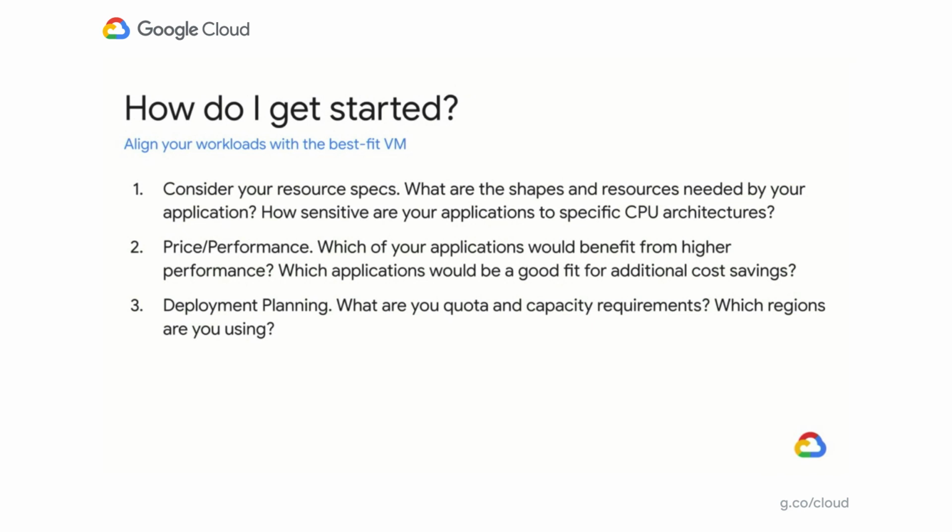Once you've had a chance to look at your resource specs and look at your pricing and performance priorities, now it's time to think about deployment planning. As you think about your deployment plan, we would recommend you start looking at your capacity requirements and looking at the regions where you want to be running your VMs. You can also find a lot of resources on our Google Compute Engine documentation pages that can guide you through the migration process. This concludes our overview of the Google Compute Engine virtual machine types introduction today.